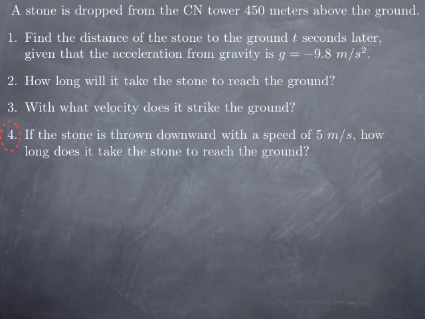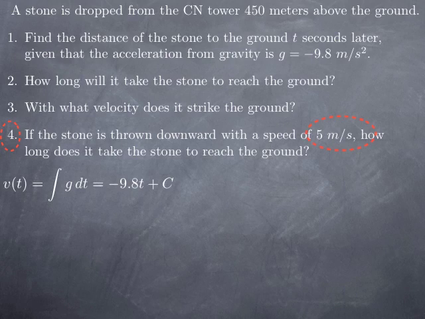Now finally, we would like to know how long it takes if instead of dropping the stone from the top of the tower, we throw it downward with an initial speed of 5 meters per second. So we proceed exactly the same way. We replace this dropped by an initial speed of 5 meters per second. All the rest is exactly the same calculations. Specifically, the velocity is the antiderivative of the acceleration, and the acceleration is only the acceleration from gravity, so we get the same form for the velocity.